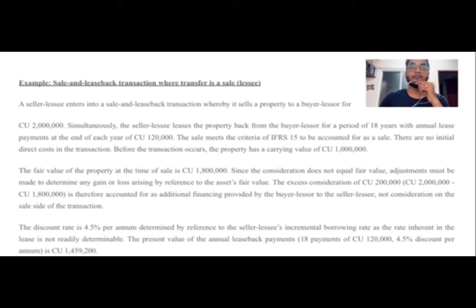This is therefore accounted for as additional financing provided by the buyer-lessor to the seller-lessee, not consideration on the sales side of the transaction. The discount rate is 4.5% per annum, determined by reference to the seller-lessee's incremental borrowing rate, as the rate inherent in the lease is not readily determinable.